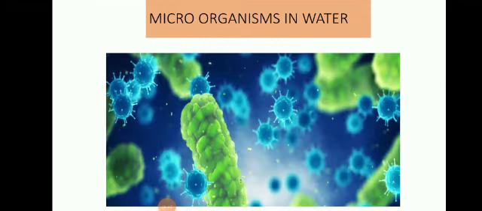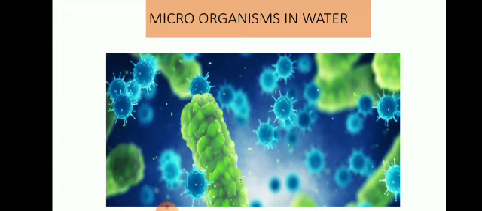Now let us see parts of this microscope. Now let us see microorganisms in water. Collect water samples from a pond or a well or a bore well. Keep them separately. Now put a drop of water on a slide. Keep a cover slip on it and you can observe now under the microscope. By observing under the microscope, you can observe these microorganisms as you are seeing in these pictures.